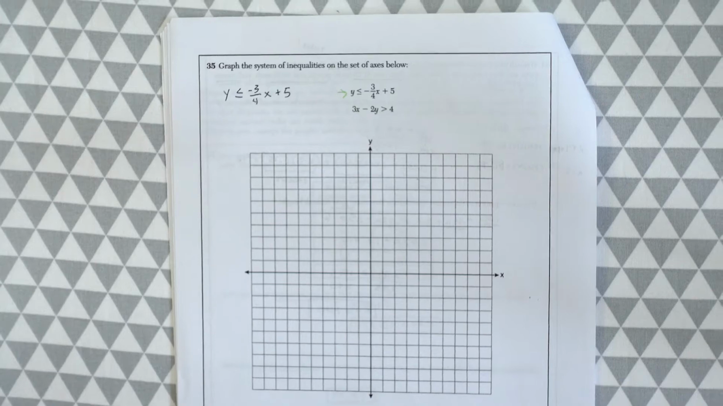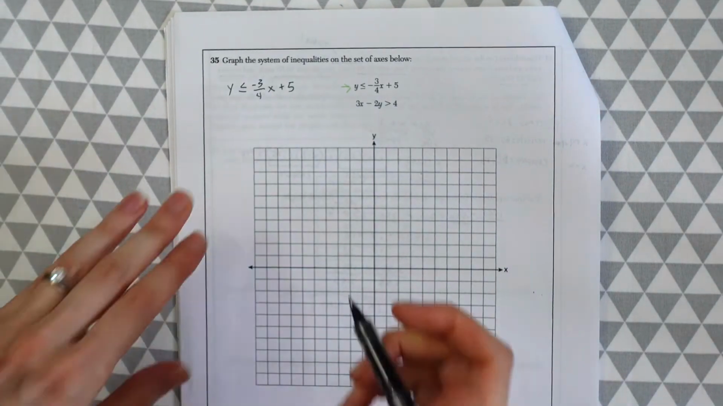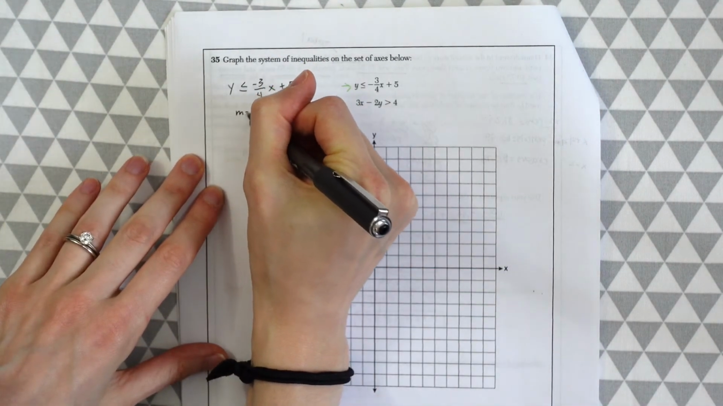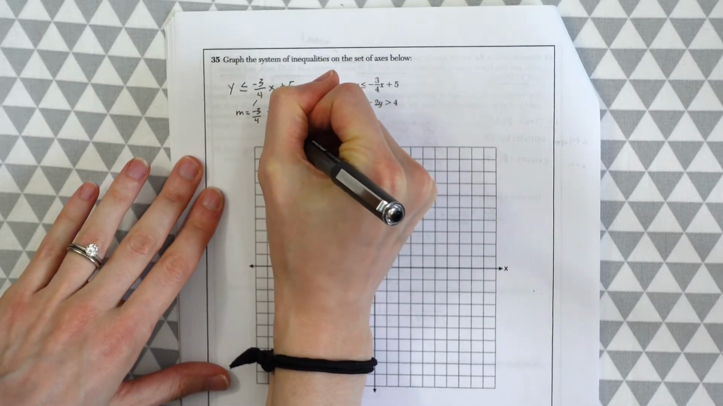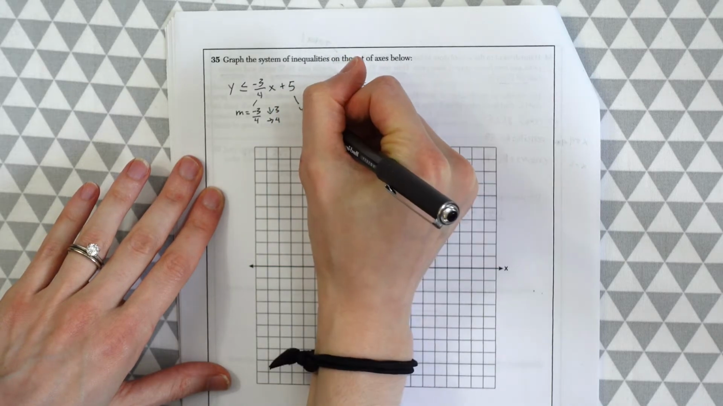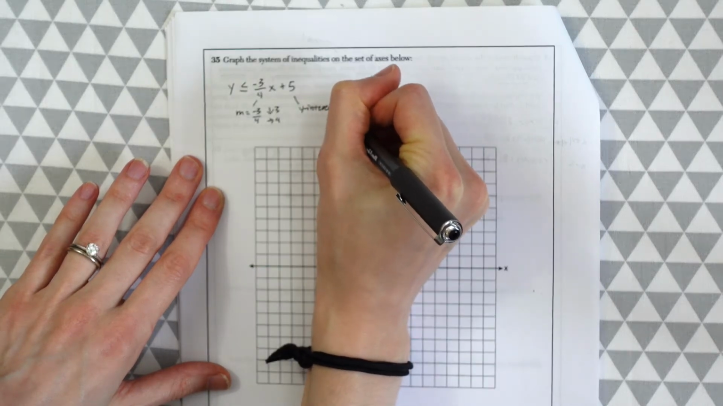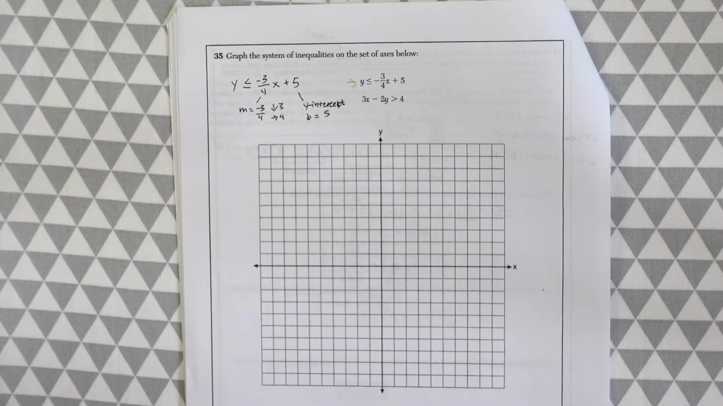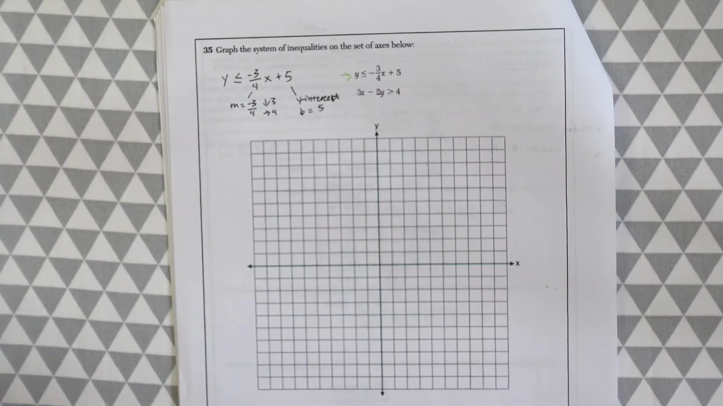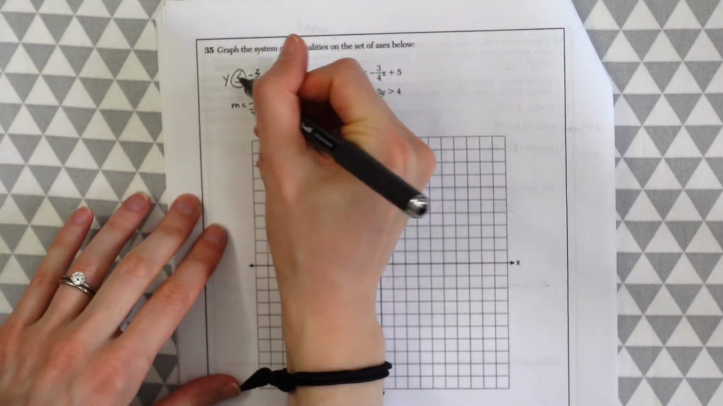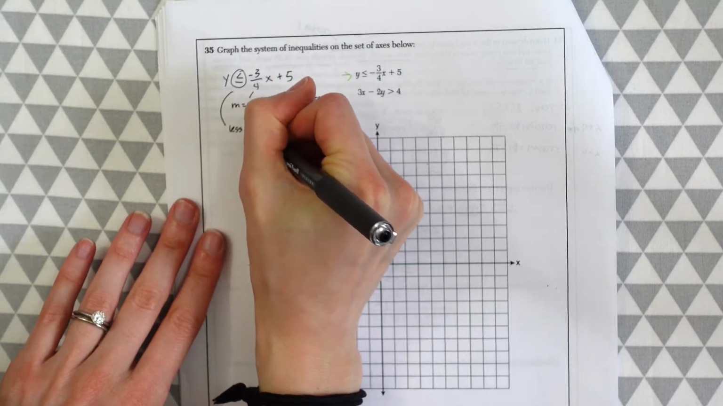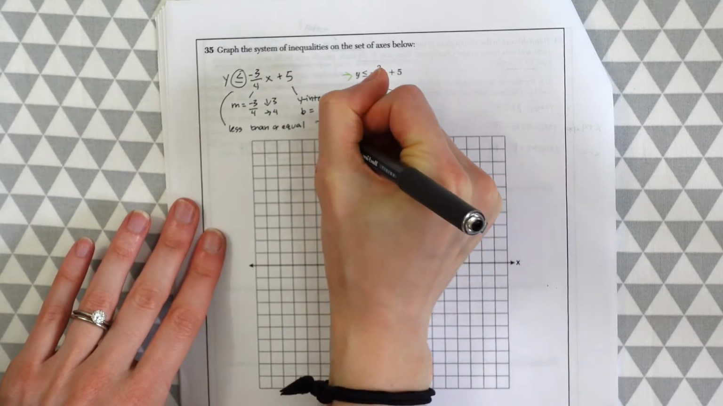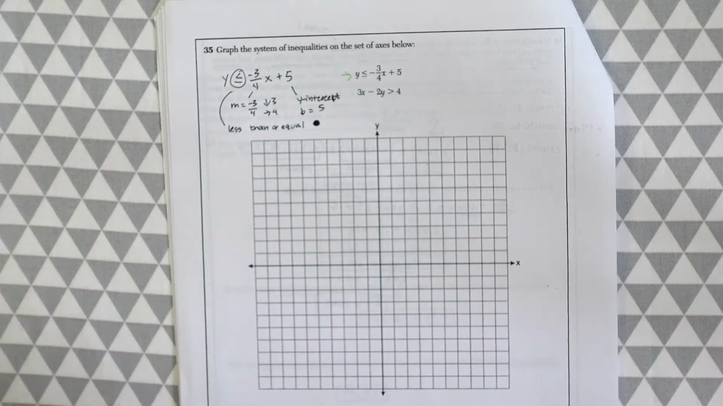We're just going to label our slope and our y-intercept before we start graphing. So we know that our slope m is negative 3/4. That means we're going down 3 and to the right 4. The y-intercept b is equal to 5. Since we're dealing with inequalities, something we're also going to want to keep track of is the inequality sign. Since it's less than or equal to, we know that we're going to be using a closed circle when we draw this line. So now let's start drawing this line.